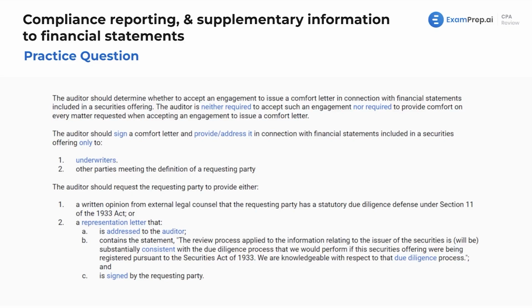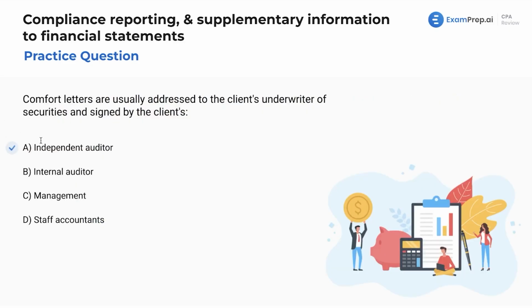So the auditor should sign a comfort letter and provide or address it in connection with financial statements included in a securities offering only to underwriters or another party that would be receiving this letter. So in this case, it is going to be that independent auditor, right? That's the whole point. The independent auditor has to provide that comfort letter.